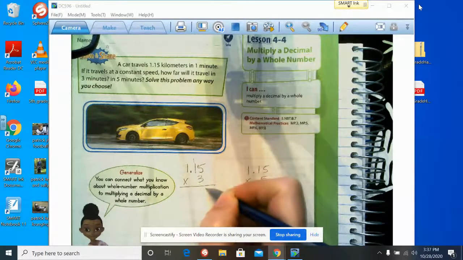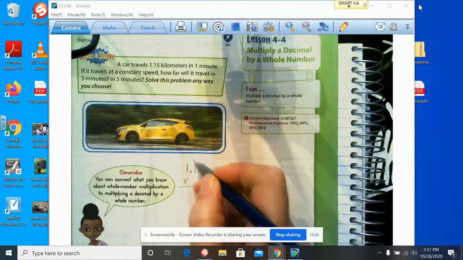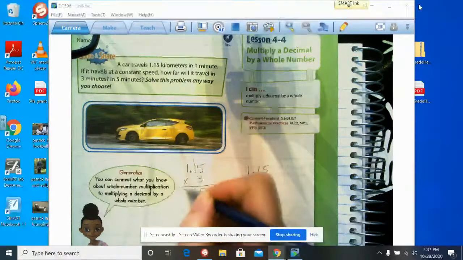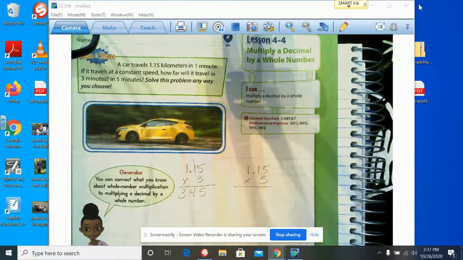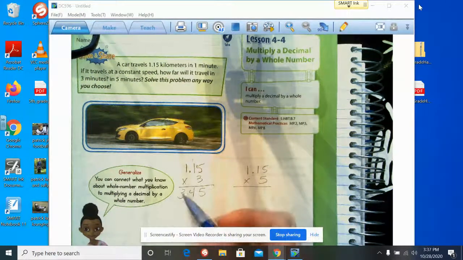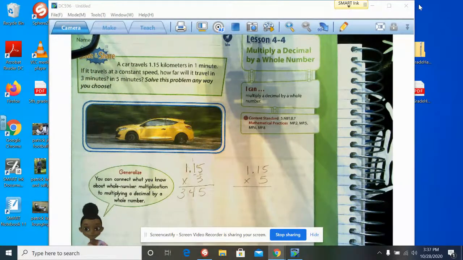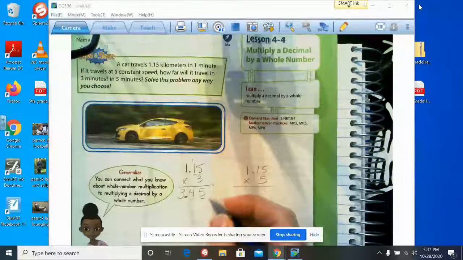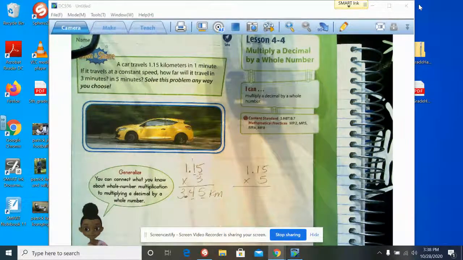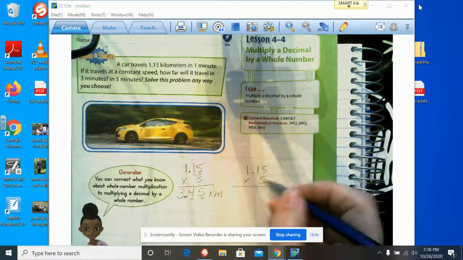So if I multiply this, I'm actually just multiplying this as if there's no decimal. In fact, I don't even think about the decimal while I'm multiplying. And then in the end, like we did in class, I'm going to count the decimal places. There are 2, and that means there need to be 2 decimal places in my answer. So the first answer would be 3.45 kilometers.